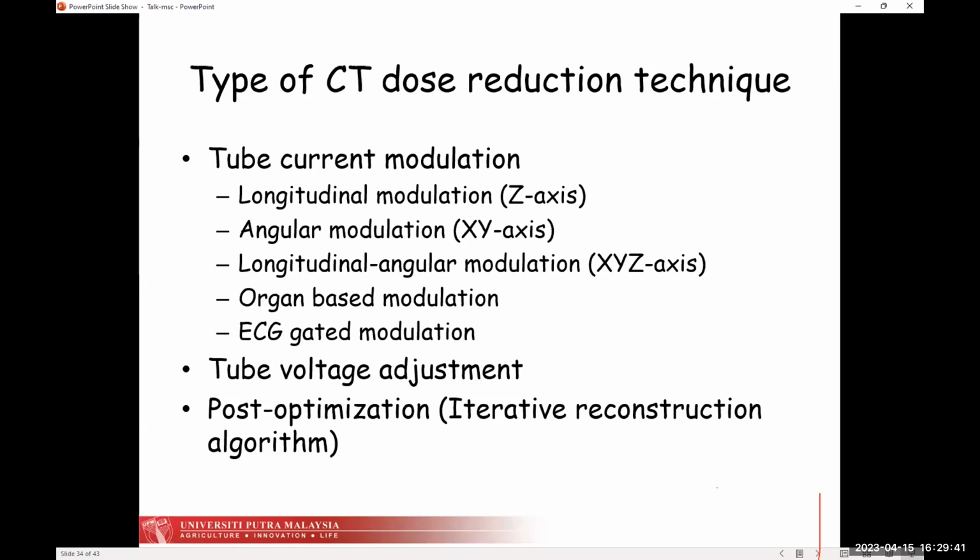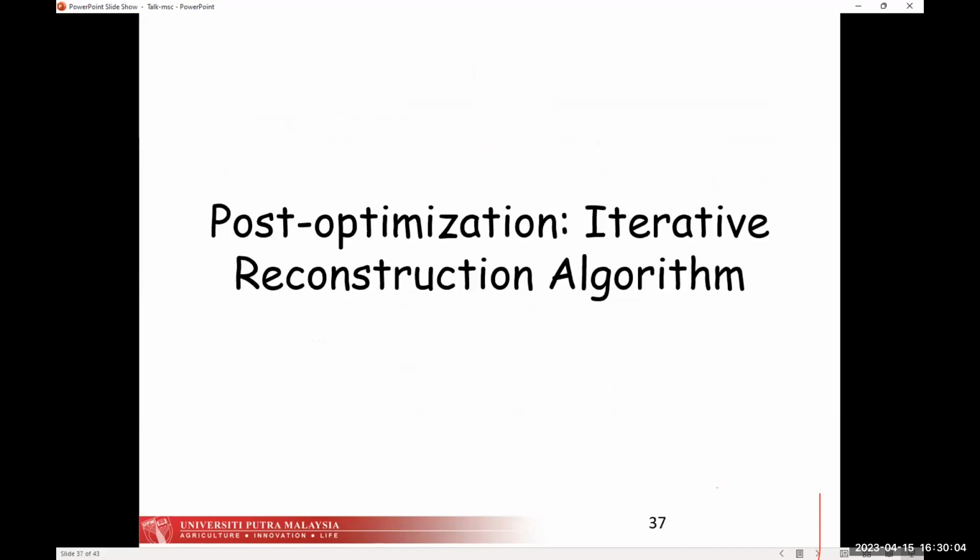And also some of the manufacturers adjust the tube voltage, and then we also have the post optimizations using the iterative reconstruction algorithm, which reduces the noise after we reduce the dose to the patients. Okay, but I'm not going to talk about that.